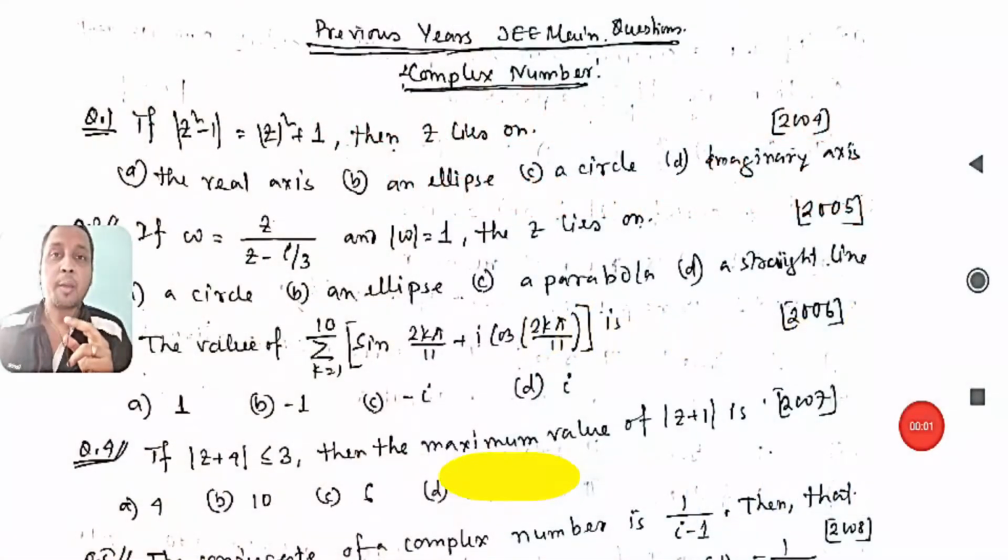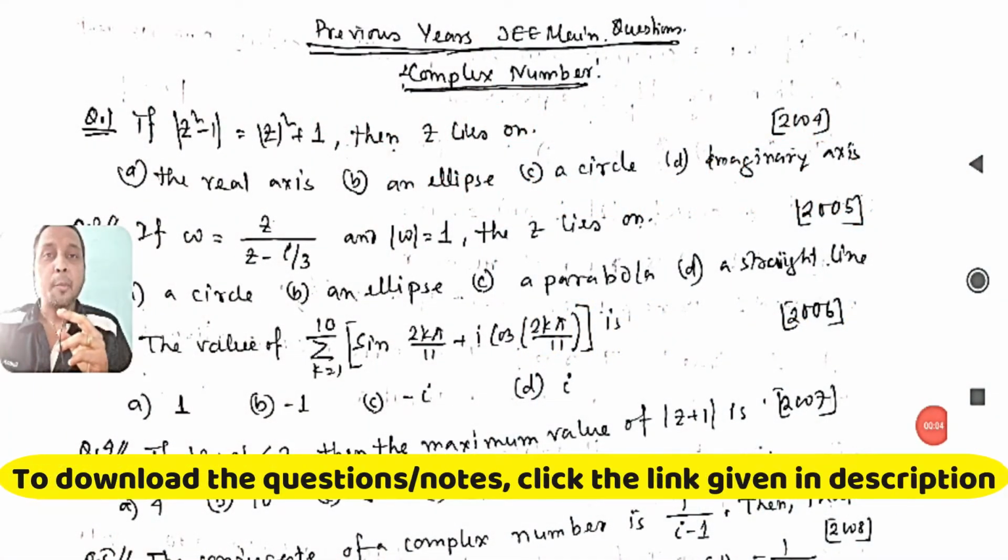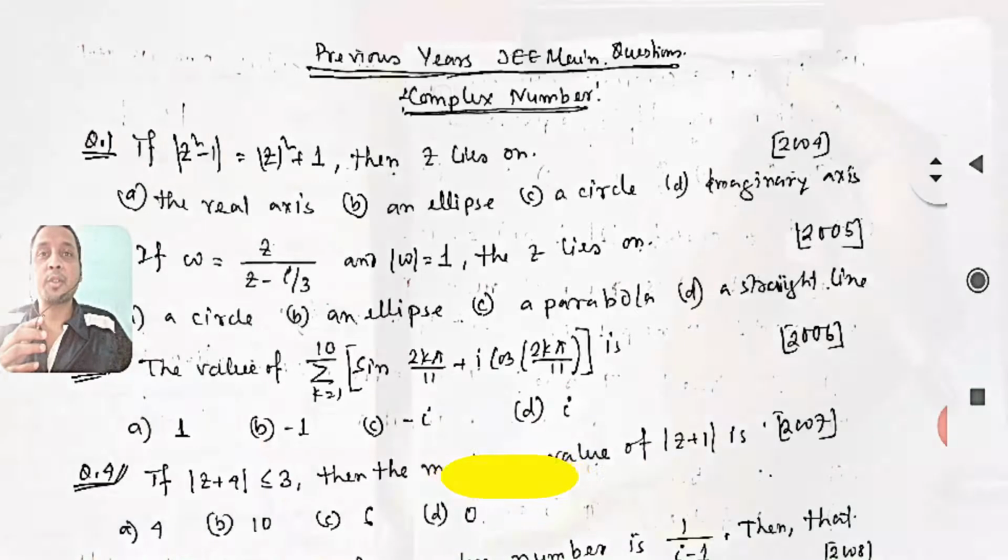Okay students, welcome all to this new lecture in the intermediate level, where we are solving previous year JEE Main questions on complex numbers. Today we will be solving 4 questions: question number 1, 2, 3, 4. Okay, then let's try to solve these questions.